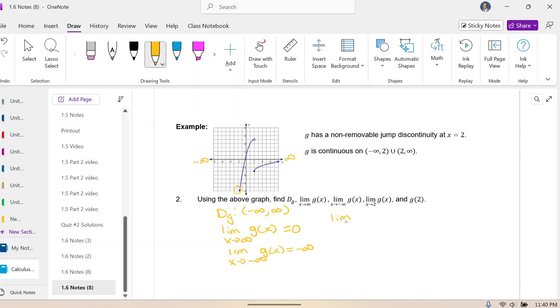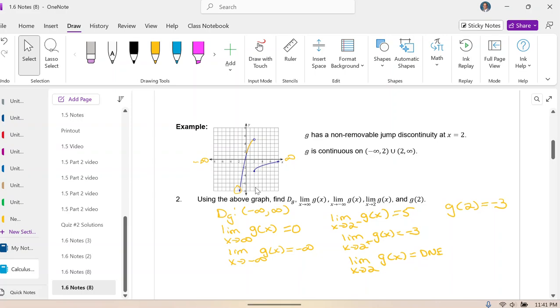The limit as x approaches 2, well, if you look from the left it comes in and goes to 5. From the right, it goes towards negative 3. So therefore, the limit as x approaches 2 of g of x does not exist, because the limit from the left and the limit from the right are not the same. G of 2 is equal to negative 3. But this is an example of a non-removable jump discontinuity.